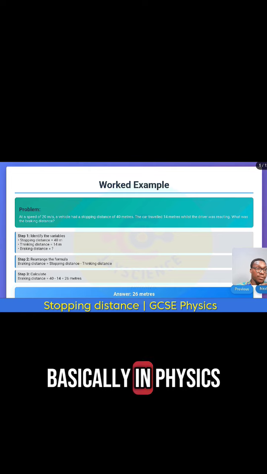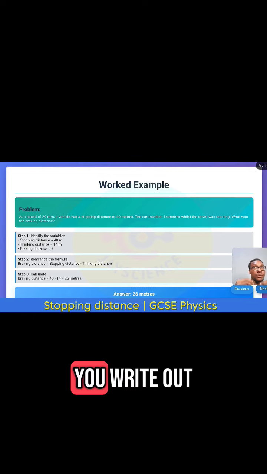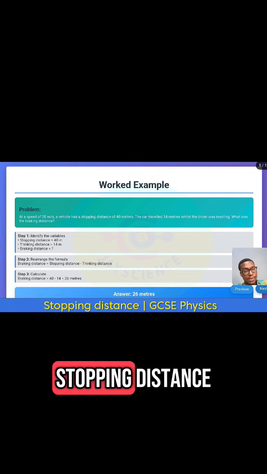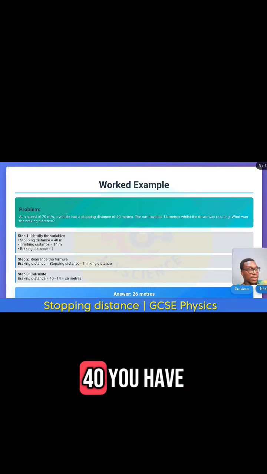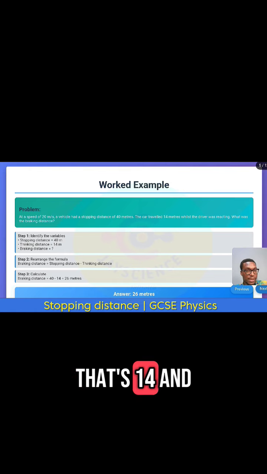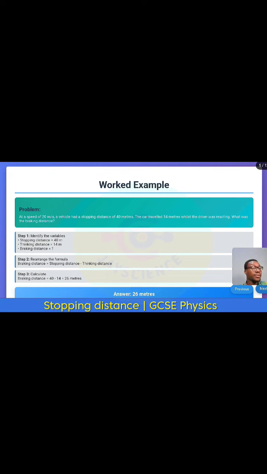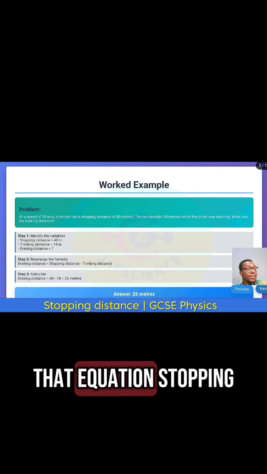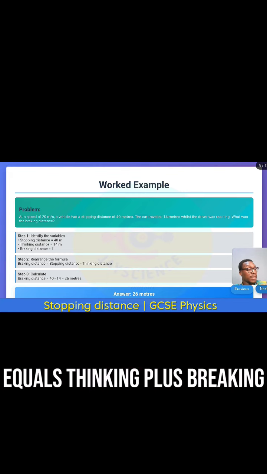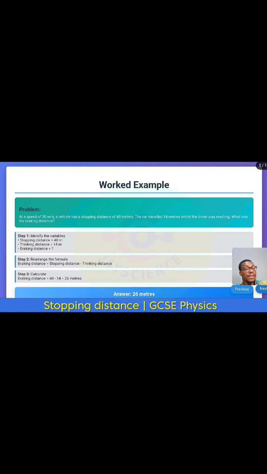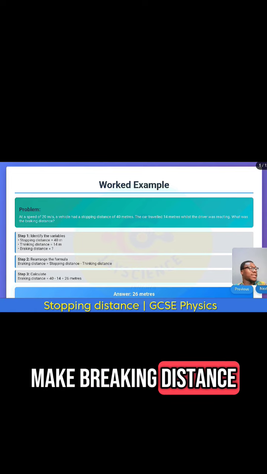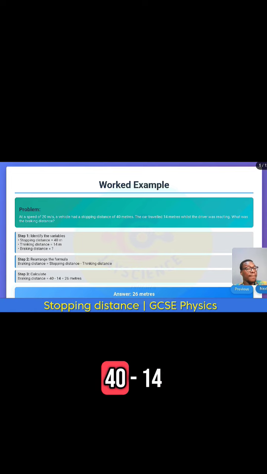Basically, in a physics kind of problem, you write out your variables. So you have your stopping distance, that's 40, you have your thinking distance, that's 14, and then the question says we should get the braking distance. Just plug in that equation, stopping equals thinking plus braking. Make braking distance the subject, you would have 40 minus 14, that gives you 26 meters.